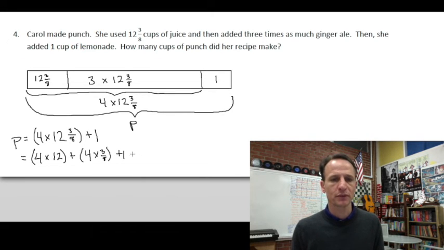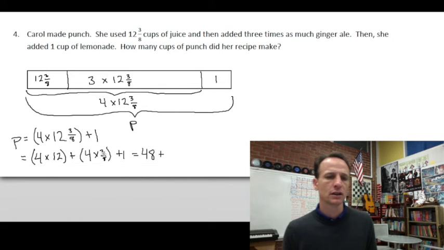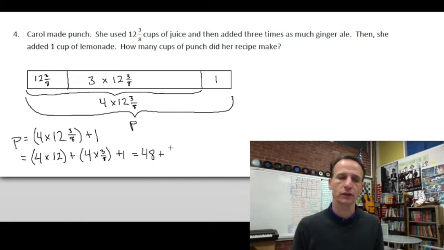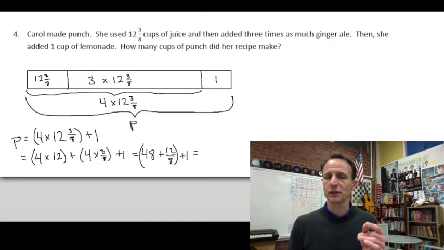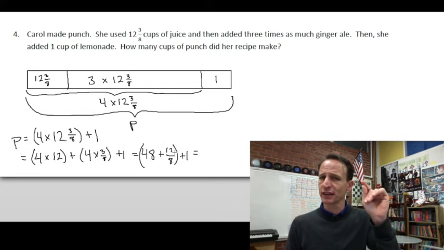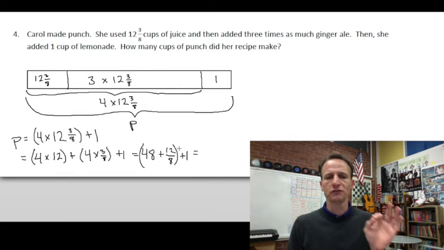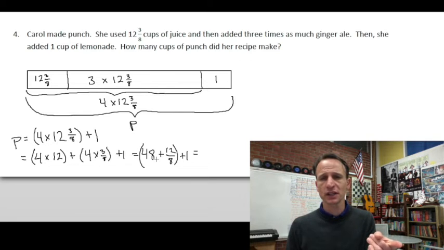Well, let's do these steps. So 4 times 12 is 48, and 4 times 3/8, that's right, 12/8. And then don't forget, we will still be adding 1 to it after we do this. Now, guess what? We can do these 2 steps in our heads. So we have 48, then we have 12/8. What's that equal to? Well, there's 1 eight in 12, and then 12 minus 8 is 4. So 1 4/8.